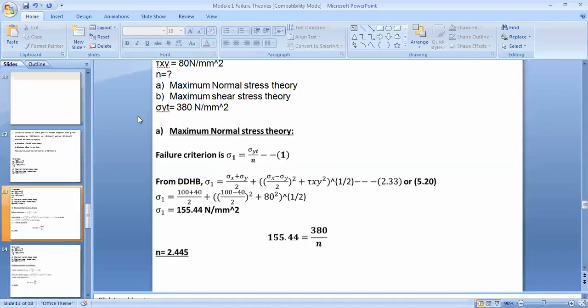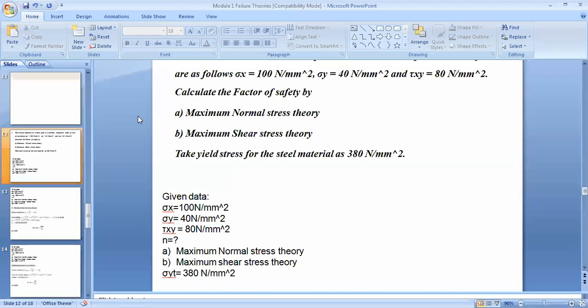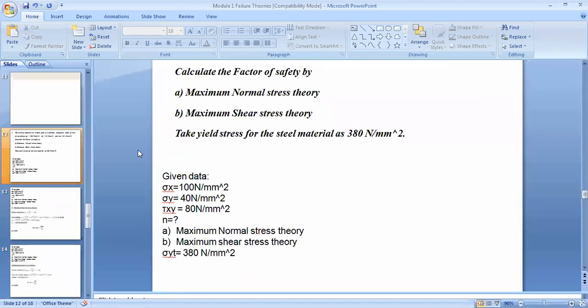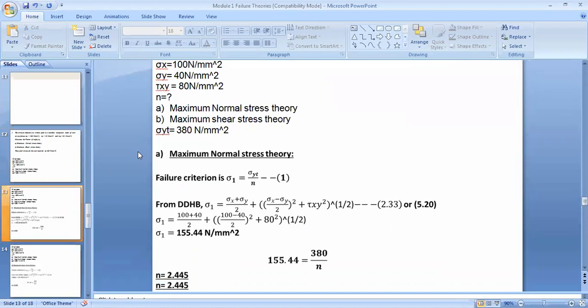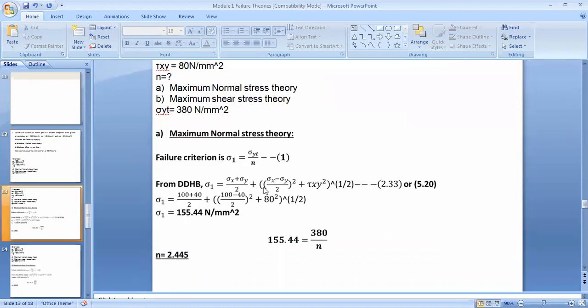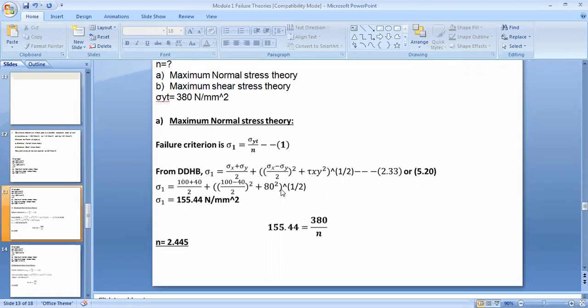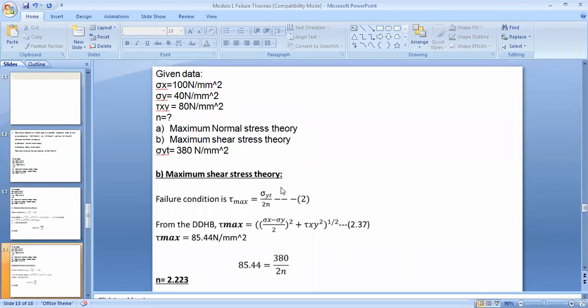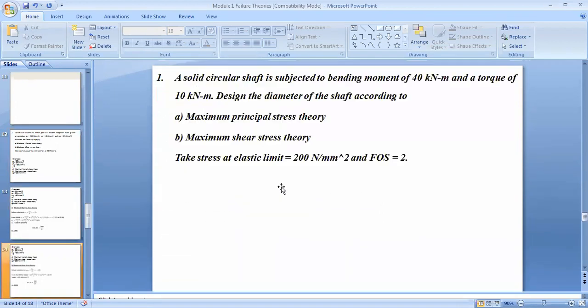First read the problem once or twice and write the given data. After that, identify the unknown data you have to calculate. Take a heading based on that theory. Write the failure criteria for that corresponding theory. Then determine the unknown parameter. Then back substitute in the main equation, and we get the unknown value.